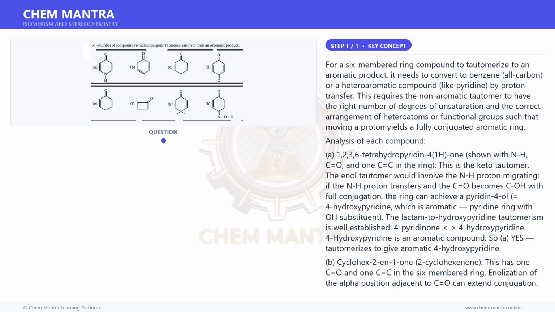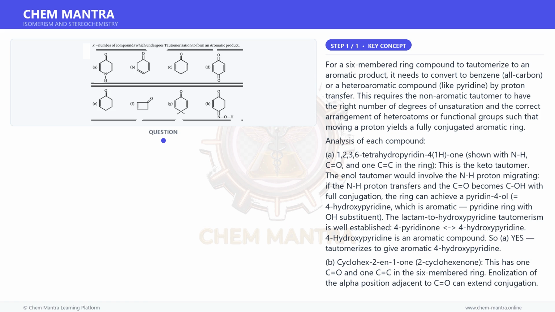F. Cyclobut-2-en-1-one, a four-membered ring. Even if enolization occurred, a four-membered ring cannot be aromatic; it would need to be cyclobutadiene, anti-aromatic. So, F, no. G, 4,4-dimethylcyclohexa-2,5-dien-1-one. The gem-dimethyl group at C4 means that enolization at C4 is blocked, no CH at C4 due to two methyl groups. The compound cannot tautomerize to give a fully aromatic benzene ring because C4 has no hydrogen to lose or gain to complete aromatization. So, G, no.